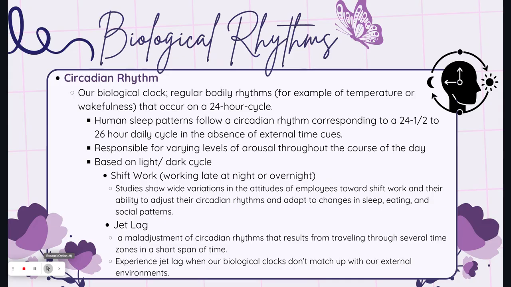Another example of a disruption is jet lag. This is a maladjustment of circadian rhythms that results from traveling through several time zones in a short span of time, like if you're flying on a plane. People experience jet lag when our biological clocks don't match up with our external environments. So essentially, our body gets used to living in the time zone that it does. And if we fly across 3, 4, 5, even more time zones, that's going to throw us off and cause this maladjustment of our circadian rhythms.